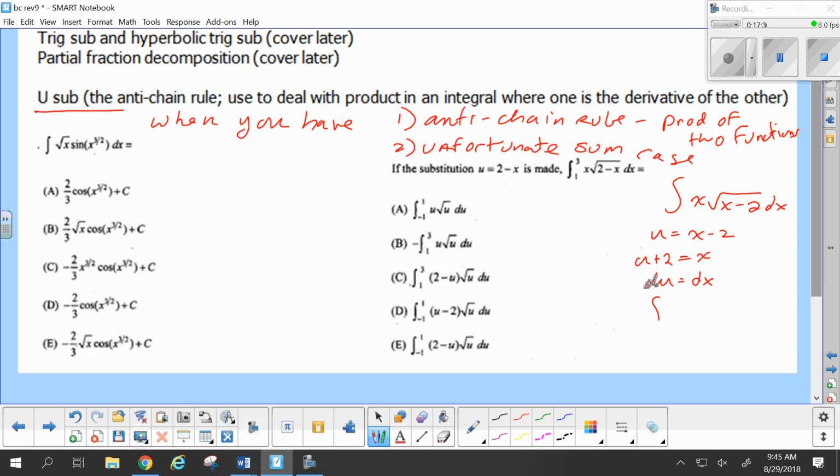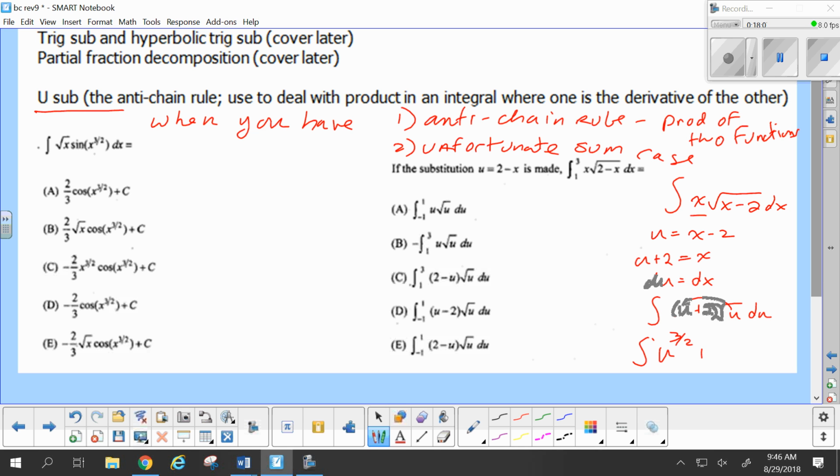dx. Okay, now the reason that USUB works great here is that the x will be a u plus 2, but it'll be outside the root, and that's good. Inside the root is root u, and then I have a du. By making that USUB, it changed where the sum was, and it allows me to now distribute, and this becomes u to the what?